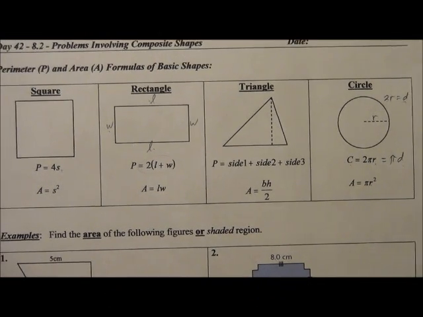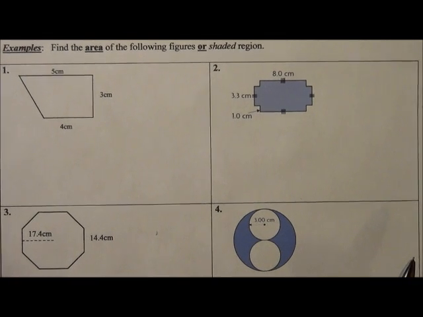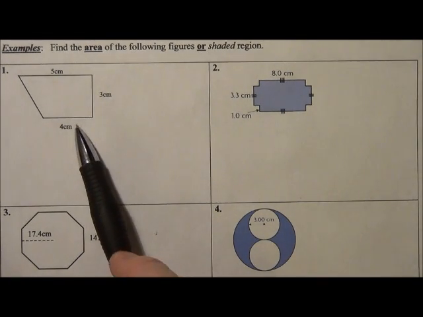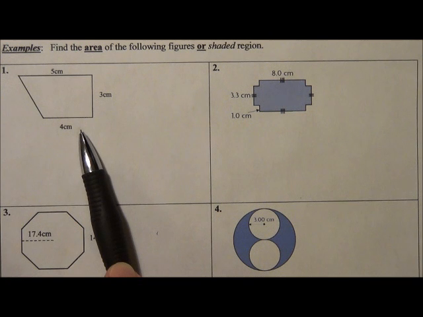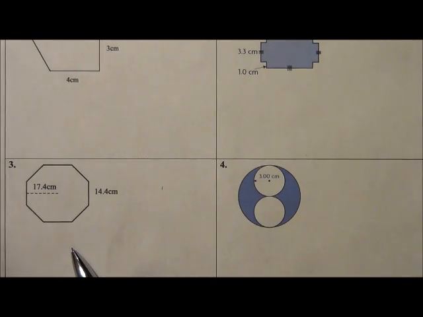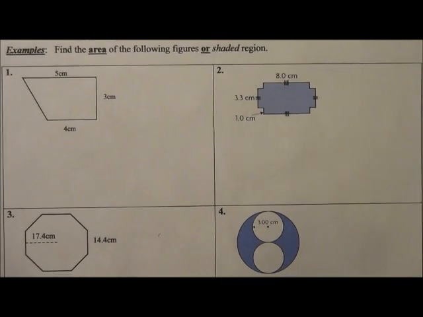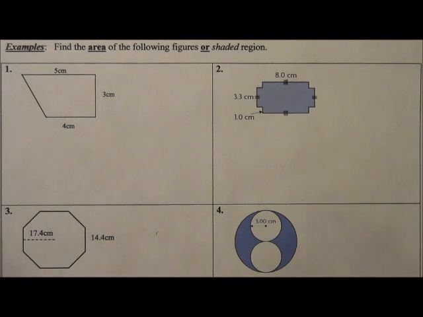Okay, so what I'd like you to do is pause the video and give this a try. Give these a try. Get the area of this shape here. This is a trapezoid. Then get the area of this, and then this octagon, and then the shaded part of this circle. Okay, so please go ahead and do that, and come back in a couple seconds when you have finished doing those calculations.